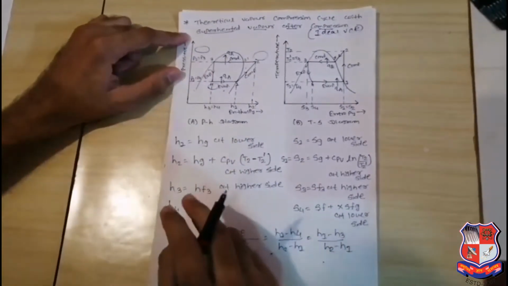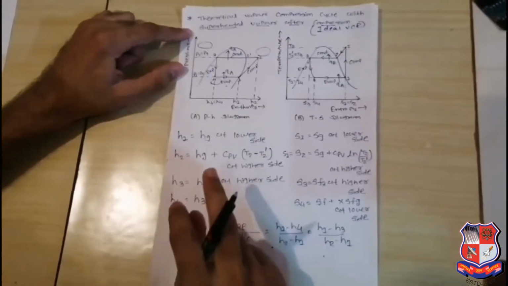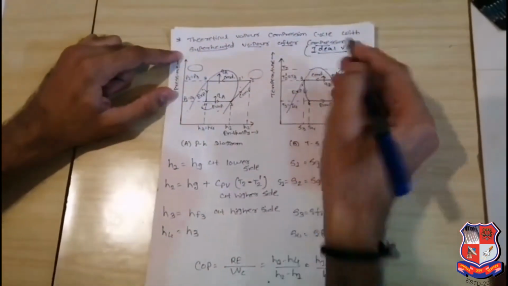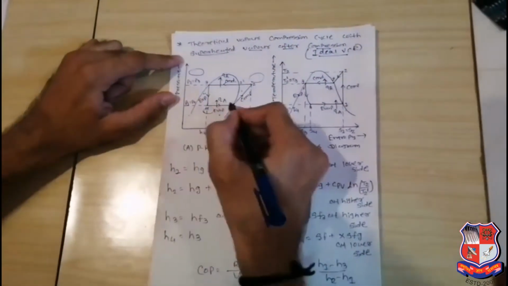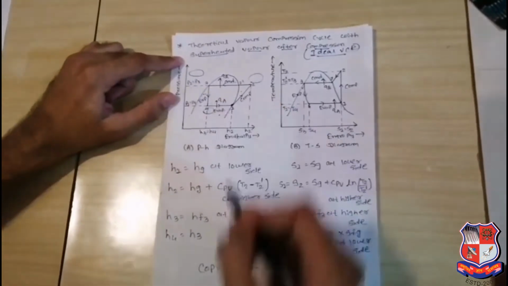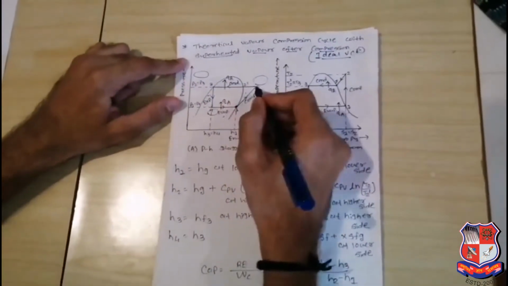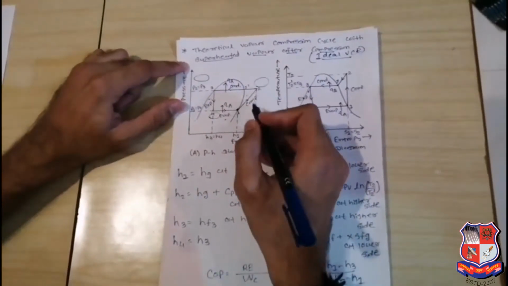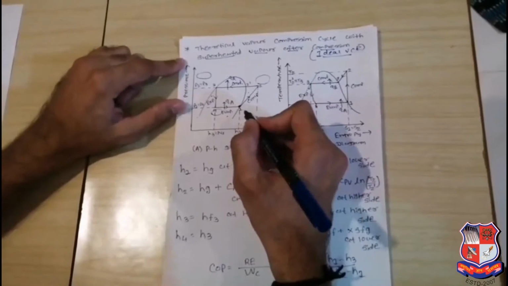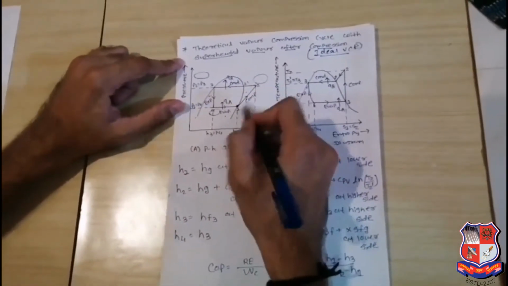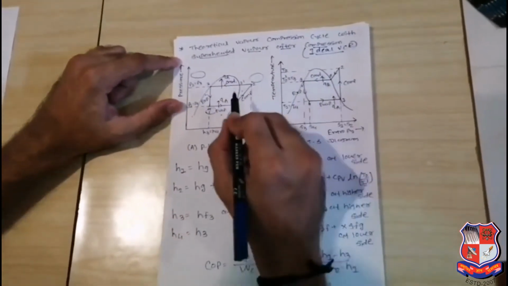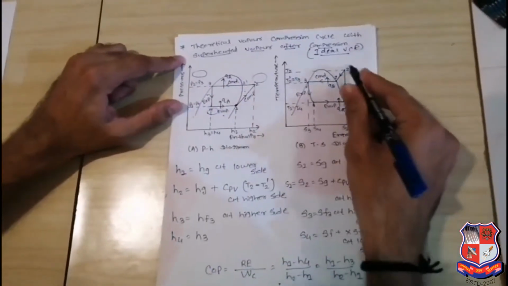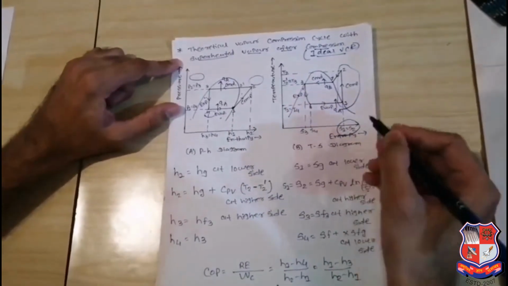Either the first point is saturated vapor, or the first point is superheated vapor. But if you consider the ideal VCR cycle, normally the first point is saturated vapor, and then comes the compression process. During compression, the saturated vapor is converted into superheated vapor. How is it possible? During this process temperature is increasing, pressure is increasing and enthalpy is also increasing, but entropy remains constant because we are not supplying or rejecting heat. It means S1 is equal to S2. You can see here S1 is equal to S2: entropy constant, enthalpy increasing, pressure increasing.